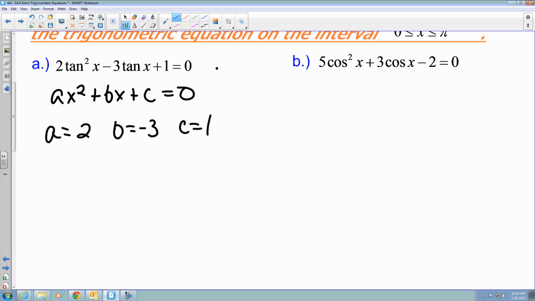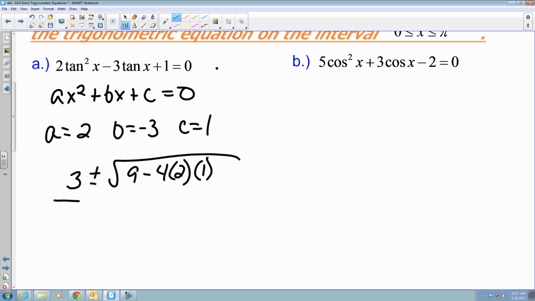So I'm going to go, it's negative b plus or minus the square root of b squared minus 4ac all over 2a. So it's negative b, so it's the opposite of b, so it's going to be 3 plus or minus the square root of b squared, which is 9, minus 4 times a, which is 2, multiplied by c, which is 1, all over 2a, which is going to give me 4.